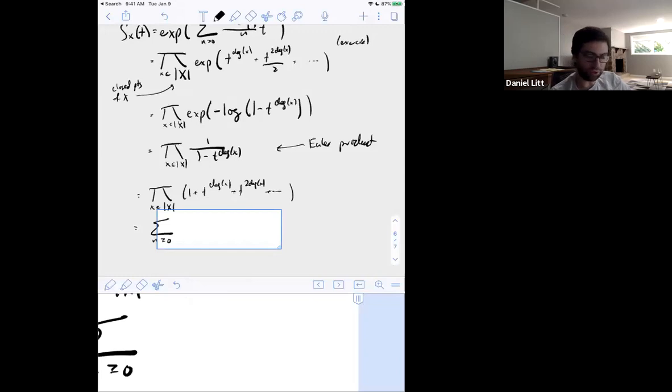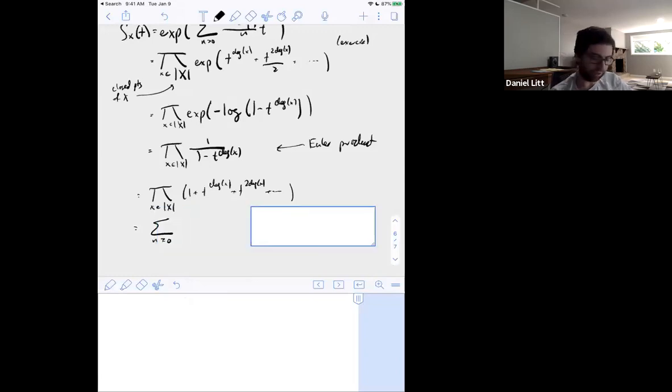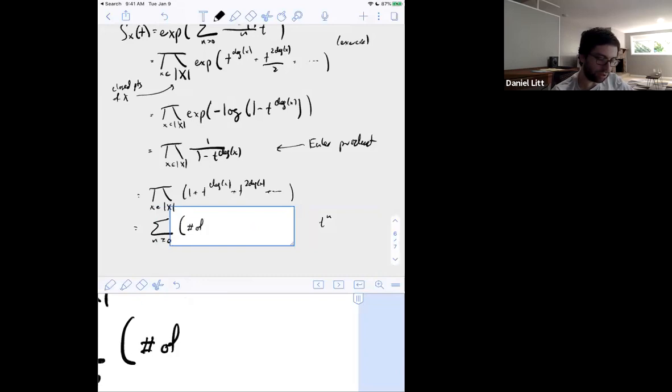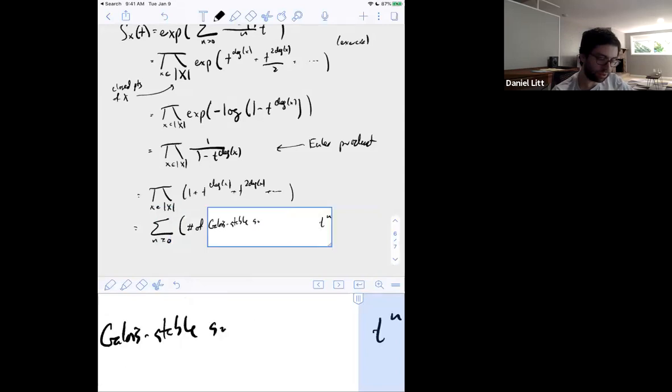So what's the coefficient of t to the n? So I claim it's the following. I claim it's the number of Galois stable subsets of X(F_q-bar) of size n.